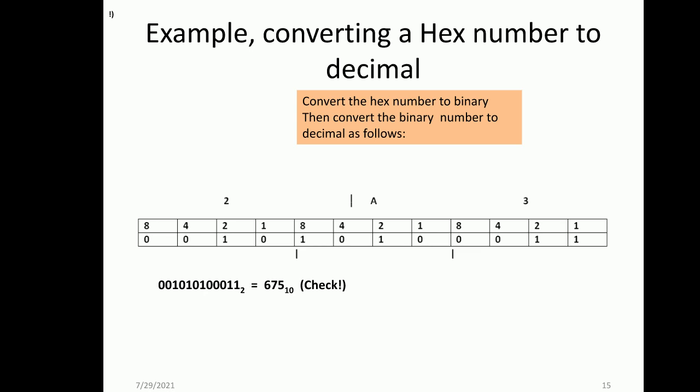So we're converting a hex number to decimal, aren't we? 2A3, that was the number that we want to convert. Okay, well, I can represent this hex number 2 in binary by 0010. Hope you agree with that. And I can represent A in terms of 4 bits, these binary bits, which is 1010.